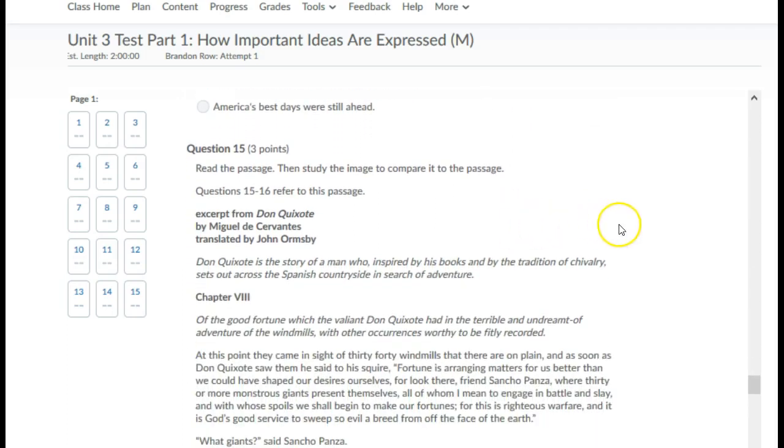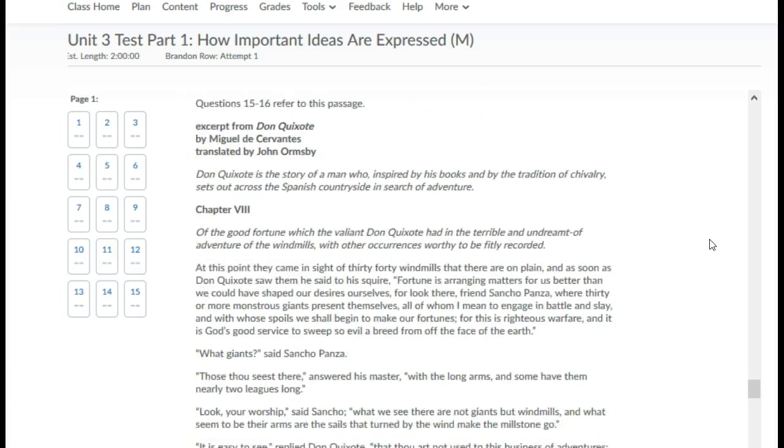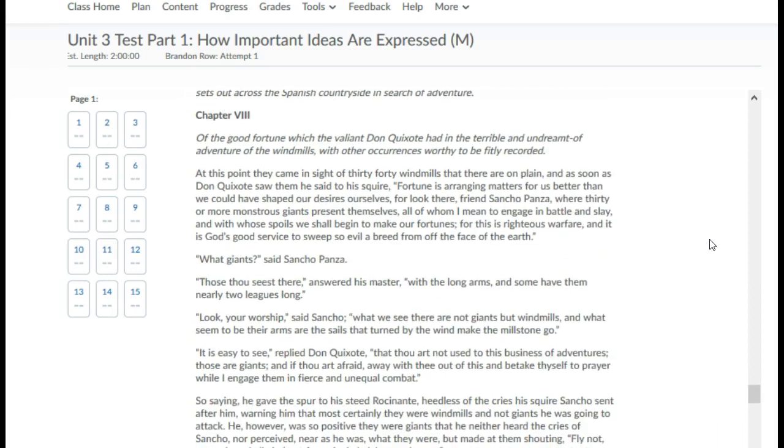Question 15. Read the passage, then study the image to compare it to the passage. Questions 15 through 16 refer to this passage. Excerpt from Don Quixote by Miguel de Cervantes, translated by John Ormsby. Don Quixote is the story of a man who, inspired by his books and by the tradition of chivalry, sets out across the Spanish countryside in search of adventure. Chapter 8. Of the good fortune which the valiant Don Quixote had in the terrible and undreamt of adventure of the windmills, with other occurrences worthy to be fitly recorded.